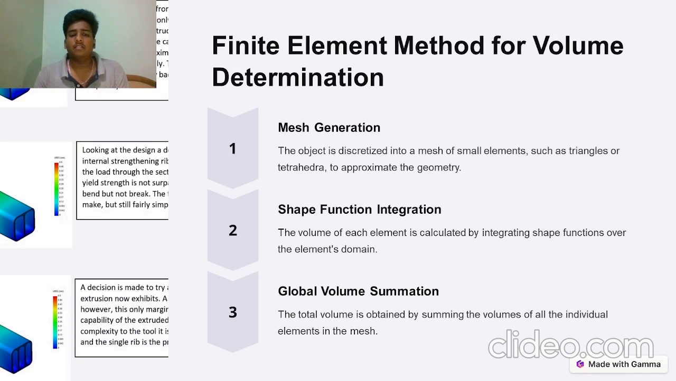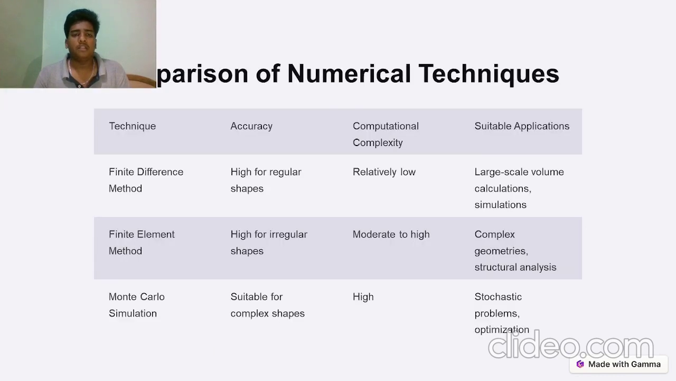The third method is global volume summation. The total volume is obtained by summing the volumes of all the individual elements in the mesh. These are the methods to determine the volume.